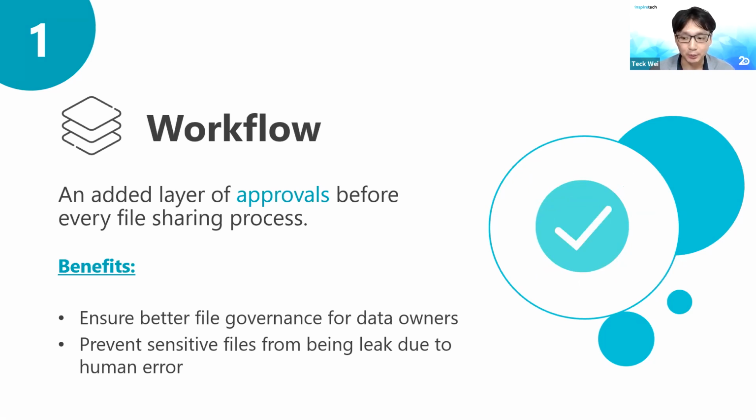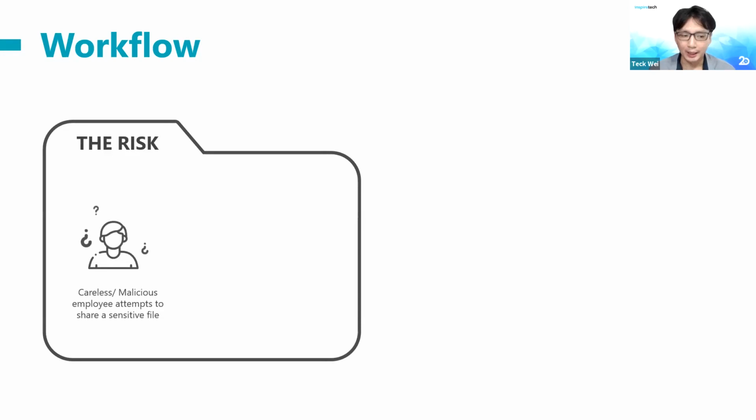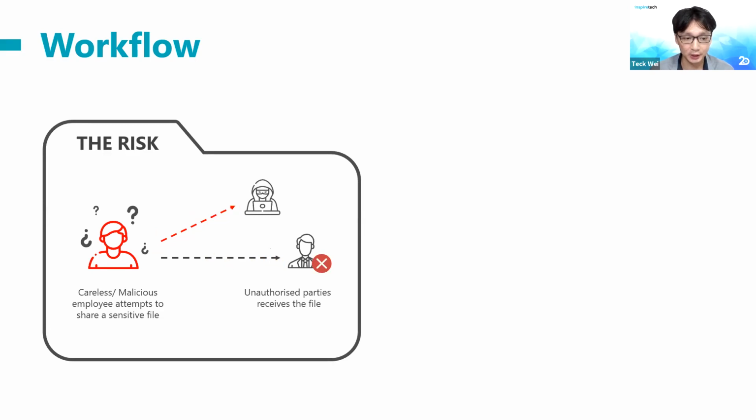So I'll jump into what happens in the scenarios that I just mentioned. Without this feature, the original risk is that someone is careless or malicious. Sometimes it might not be a deliberate attempt. It might just be a careless employee that attempted to share a file that is not meant to be shared. And that results in, unfortunately, unauthorized parties or malicious actors being able to access sensitive files. This is the risk that we see very frequently in recent years, and that's the reason why we added this feature.